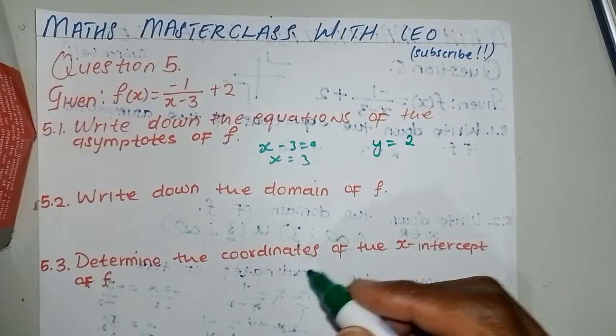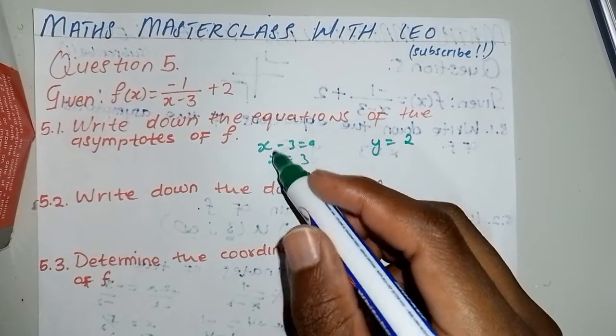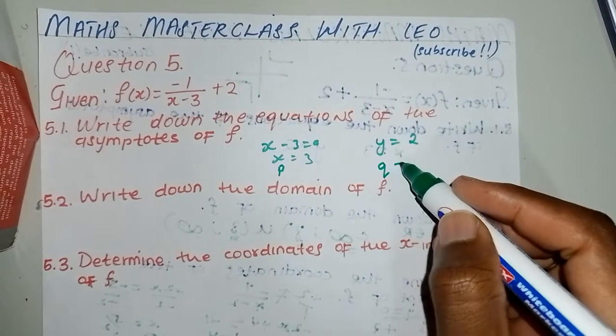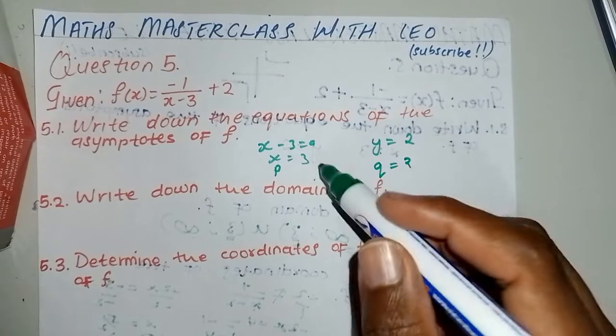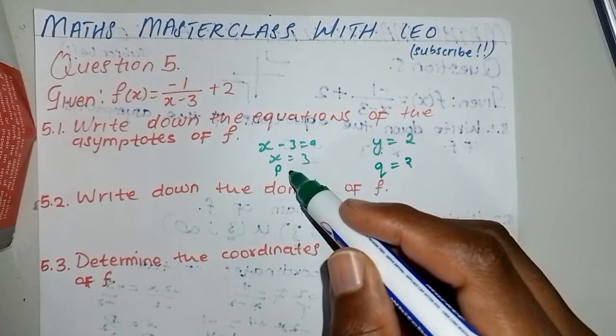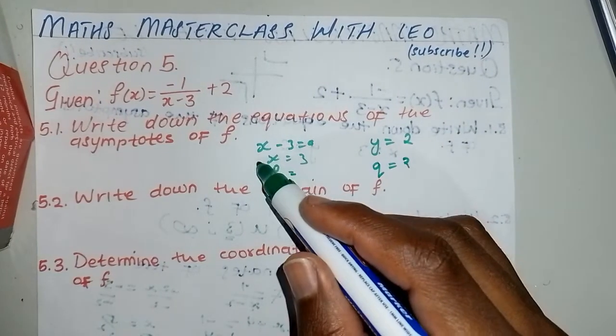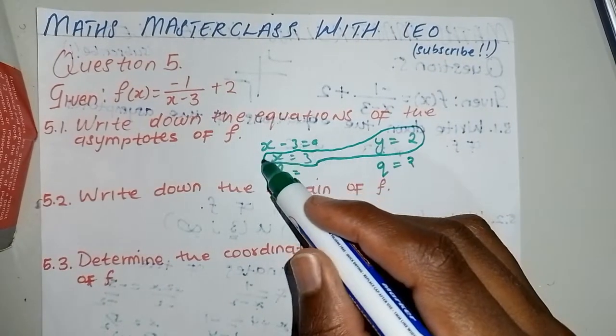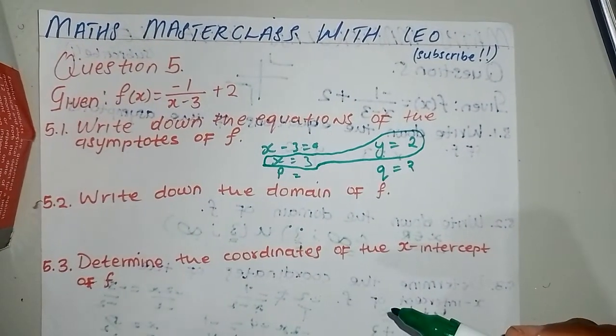Right? This x represents p, this represents q, right? But since they said write the equation, this is the equation. It is in terms of x and y. That is the equation, right?